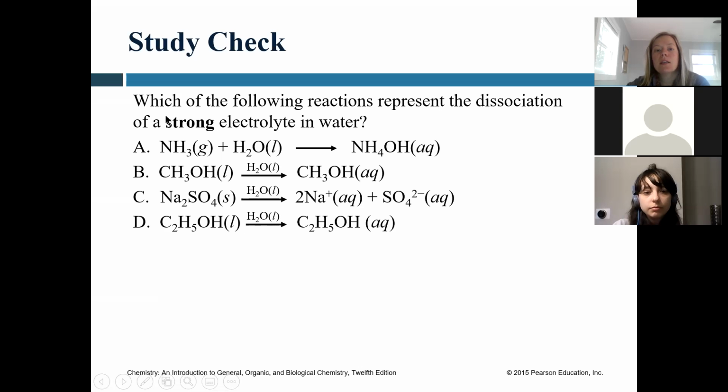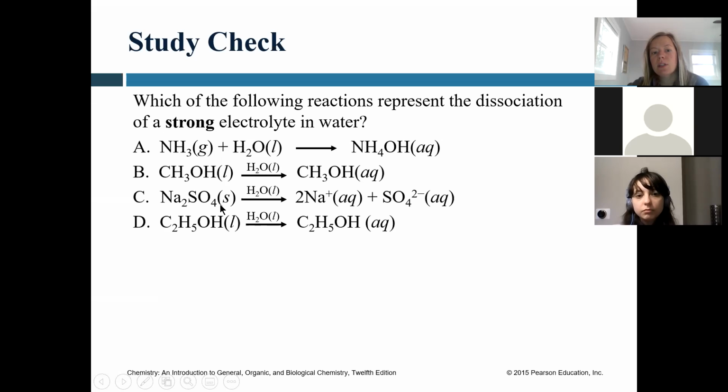If we were to say, look at this, which of the following reactions represents the dissociation of a strong electrolyte solution in water? If it's a strong electrolyte solution, it means it's breaking apart into ions to give the electrolytes. So this first one here is definitely not breaking apart into ions. This second one here is just dissolving, right? But it's not actually breaking apart into ions. The molecule is staying whole.